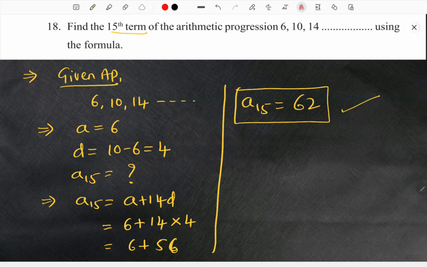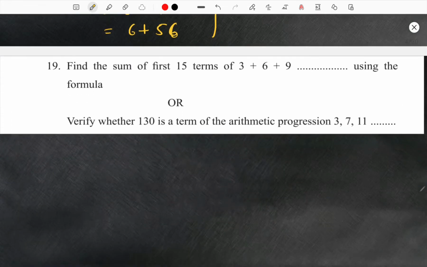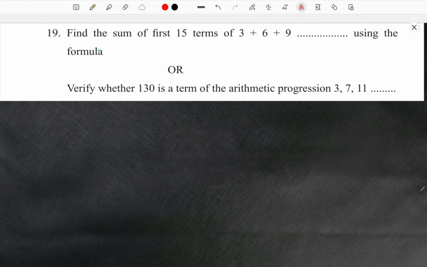I mean, make sure when you are solving in the exam, you see it one more time right there. 14 4s are 56, 56 plus 6 is 62. You check it when you are solving, right there, so that you no need to waste your time afterwards. All right, fine then. Moving forward to the next question.